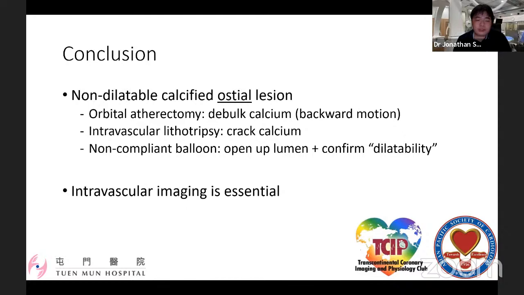And as we've illustrated with all the presentations today, intravascular imaging in the management of coronary calcium is essential.